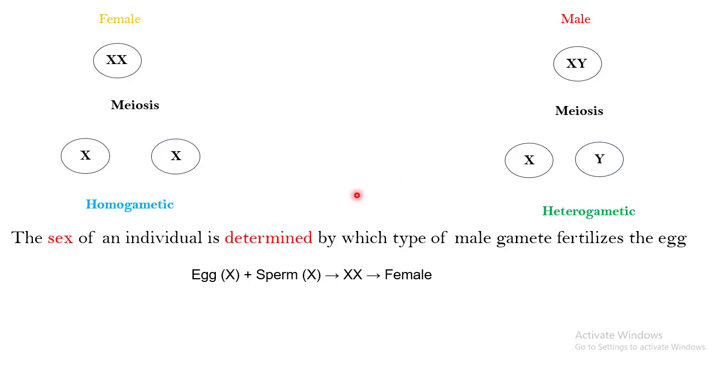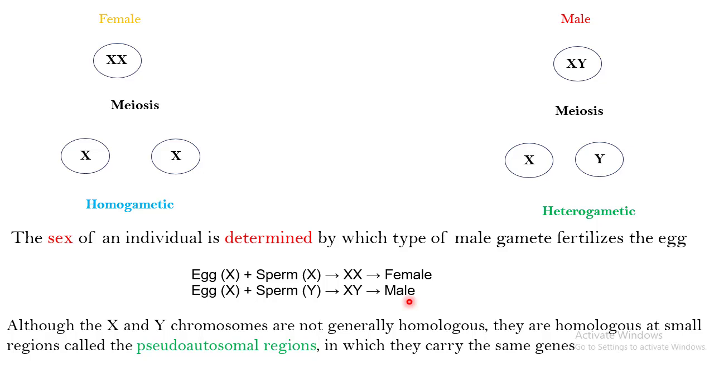For example, if a gamete having the X chromosome comes from the female, from the egg, and it combines with a gamete from the male containing the X chromosome, so the sperm is also having the X chromosome, when these two X chromosomes combine with each other, you are going to have a female. But if the egg, again containing the X chromosome, combines with the sperm containing a Y chromosome, that would mean there would be one X and one Y, and you are going to have a male. So the male is going to determine the sex of the future individual.